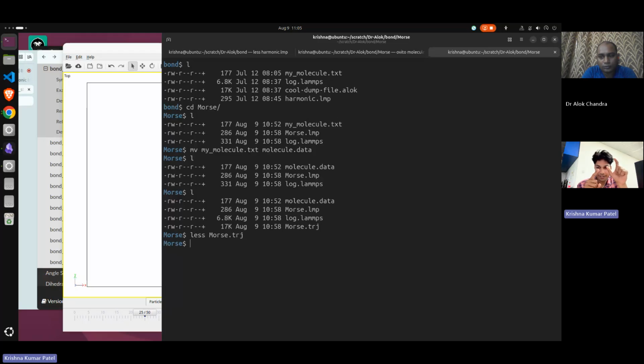Just that you have to then describe it. Now you will have two bond types, like this bond and then this bond, right? There will be two different bond types.